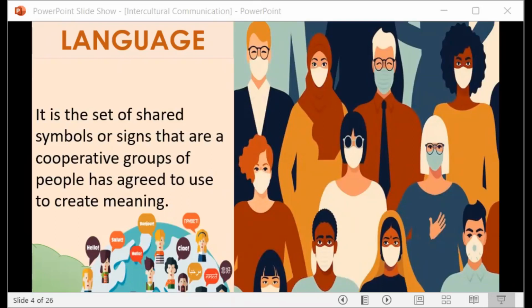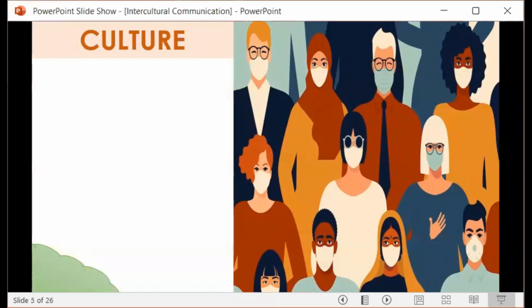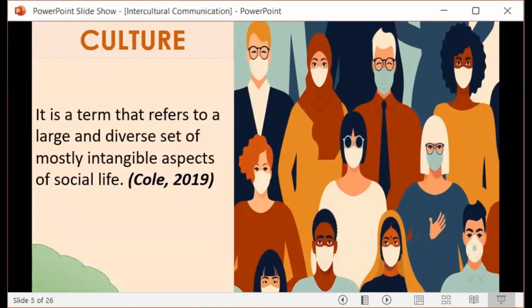As we all know, communication entails more than just the exchange of information. It also entails the mutual construction or creation of a certain meaning. And here, we also need to identify what we mean by the word culture. When we say culture, according to Cole 2019, it is a term that refers to a large and diverse set of mostly intangible aspects of social life.